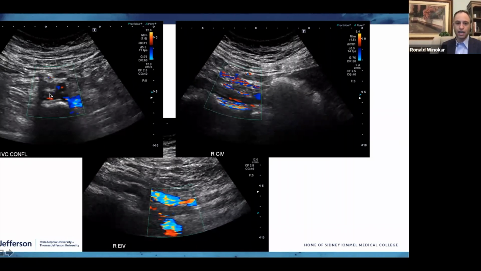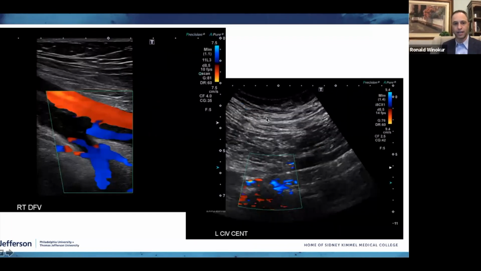So here's her IVC confluence, right common iliac artery, right common iliac vein, left common iliac vein. There's no color flow. There's minimal color flow coming in the left common iliac vein. Going down the right, here's the right external iliac vein, which is occluded. This is the artery. Here's the internal iliac vein with some flow in it, and it's retrograde down into the pelvis. And here you can see more centrally in the common iliac vein, again, no color flow, completely occluded right common iliac.